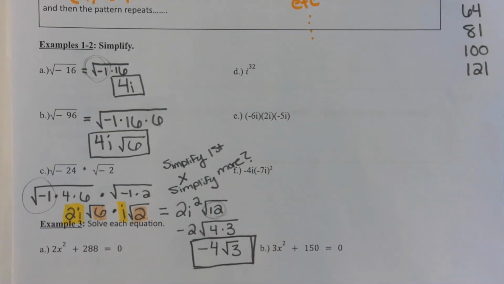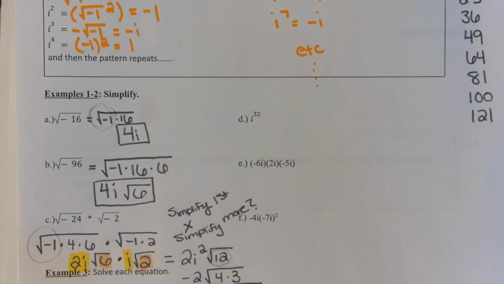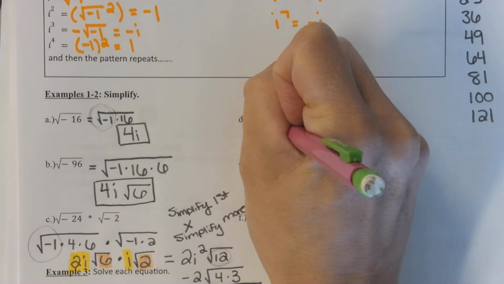What if you have a lot of i's? That's another situation that can come up that we can also simplify. Now we're not in square root land anymore. We're looking at lots and lots of i's. Here's the way that I like to think about these.